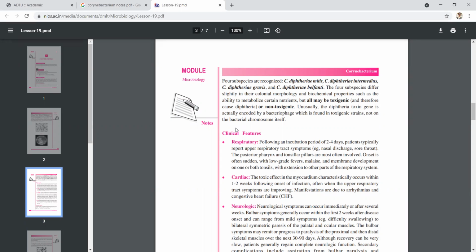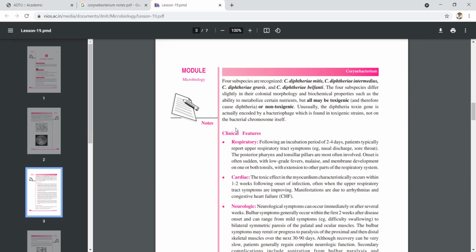They are Corynebacterium diphtheriae mitis, the next one is intermedius, the third one is gravis, and the fourth one is belfanti. The four subspecies differ slightly in their colonial morphology and biochemical properties, such as the ability to metabolize certain nutrients, but all may be toxigenic and therefore cause diphtheria, or they might be non-toxigenic also.